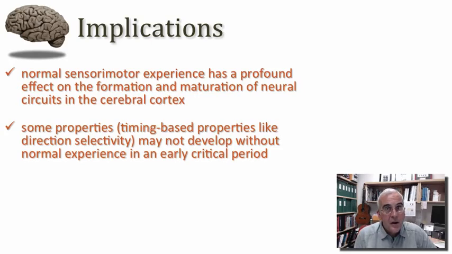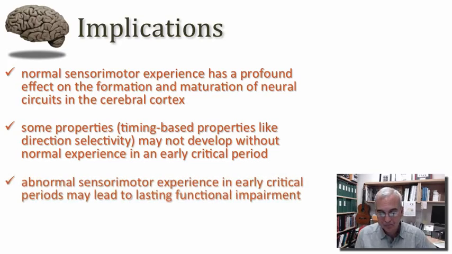There very likely are many properties of cortical networks that depend upon sequence or timing-based signals, like direction selectivity, that may not develop at all without the benefit of normal experience in an early critical period. And this is perhaps the strongest implication of the studies that I've showed you today.